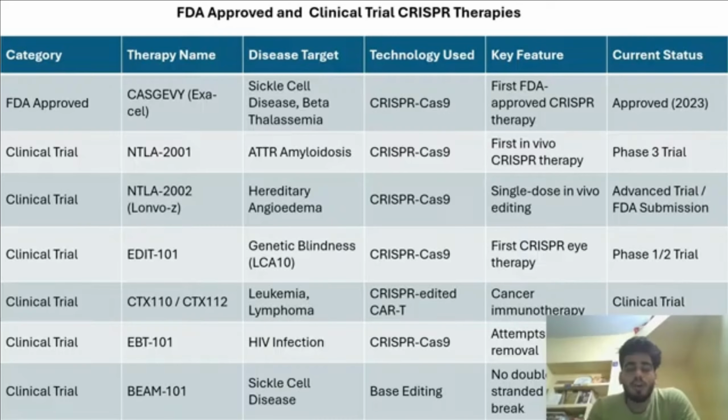Okay, so now talking about the ground level reality, the FDA has approved one therapy named Cas9 therapy, which is given by the Vertex company, and the diseases it targets are sickle cell disease and beta thalassemia. The technology used is CRISPR Cas9, and it is the first FDA approved CRISPR therapy, approved in 2023. Okay, so there are so many clinical trial drugs, for ATTR amyloidosis, hereditary angioedema, genetic blindness, leukemia, HIV infection, sickle cell disease. So here we have used CRISPR in all of them.